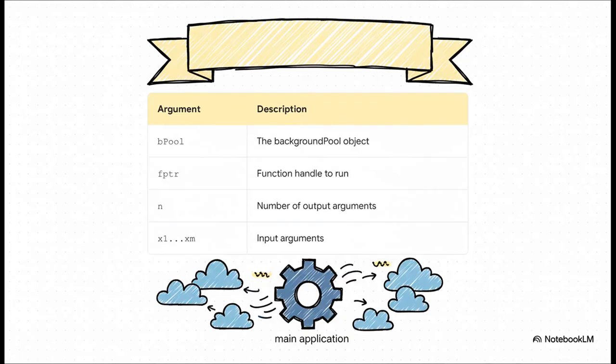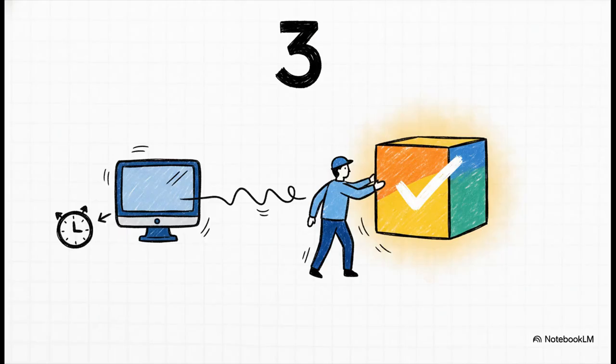And this slide breaks down that parfeval command perfectly. You just tell it which pool to use, what function to run, how many results you're expecting back, and then finally, any inputs your function needs to do its job. See? Super straightforward. And finally, step three, the payoff. Once your background task is all done, fetch_outputs is the command that goes and gets the result. Your main program will actually pause right at this line, wait until the answer is ready, and then pull it back from that background worker.